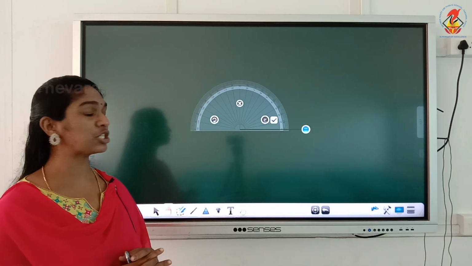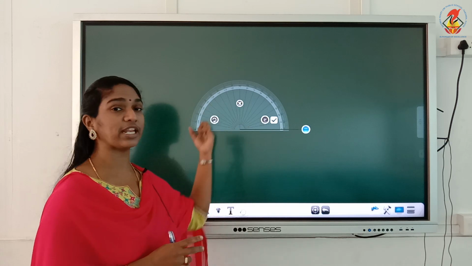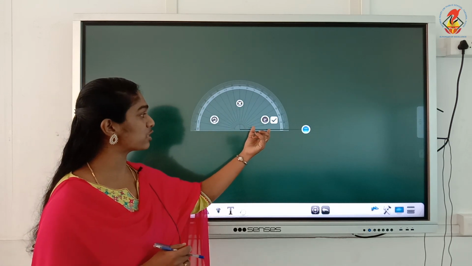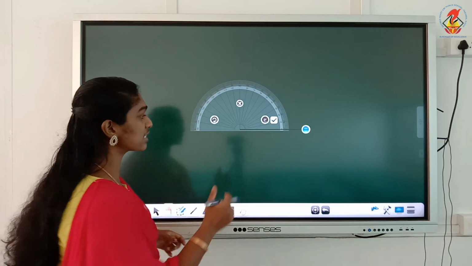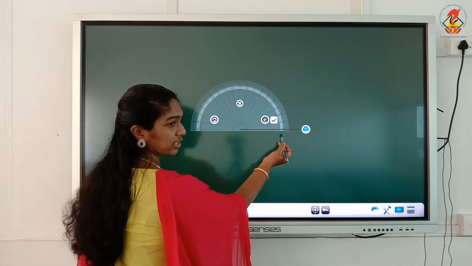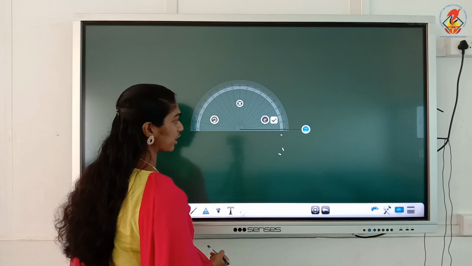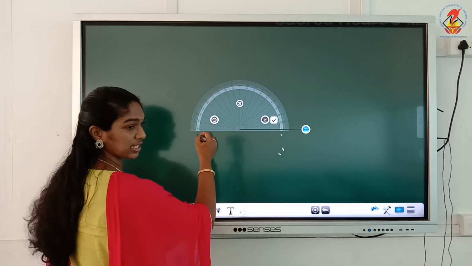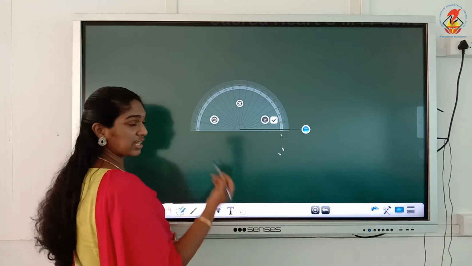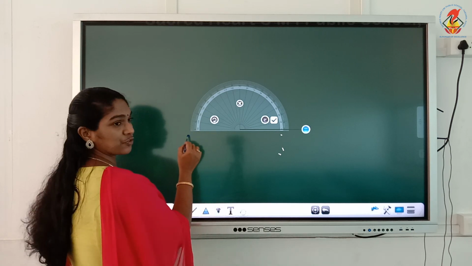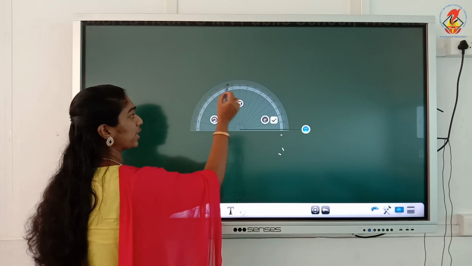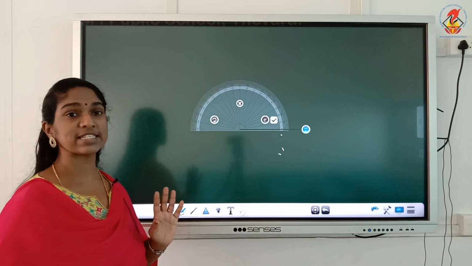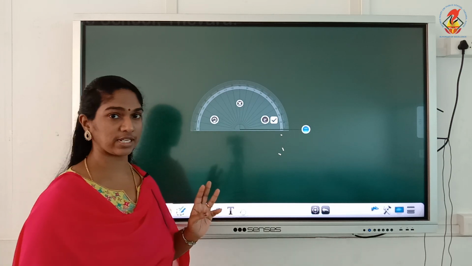Both the scales will be showing you the numbers from 0 degree to 180 degree. One is the inner scale. In the inner scale, the 0 is starting from this side: 0, 10, 20, 30, 40, it goes till 180. In the outer scale, the 0 starts from here: 0, 10, 20, 30, 40 till 180 over here. So both the scales are having numbers from 0 to 180.